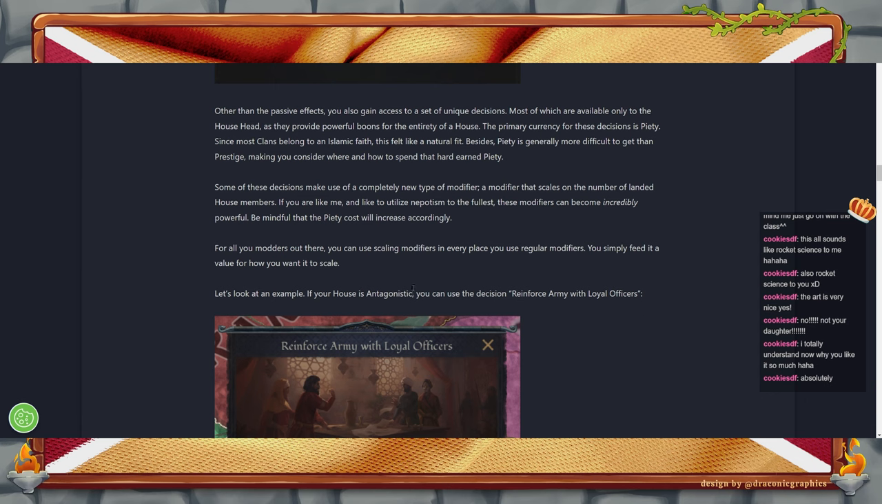Some of the decisions make use of a completely new type of modifier. A modifier that scales on the number of landed house members. If you're like me and you like to utilize nepotism to the fullest, these modifiers can become incredibly powerful. Be mindful that the piety cost will increase accordingly. Now, this is good.